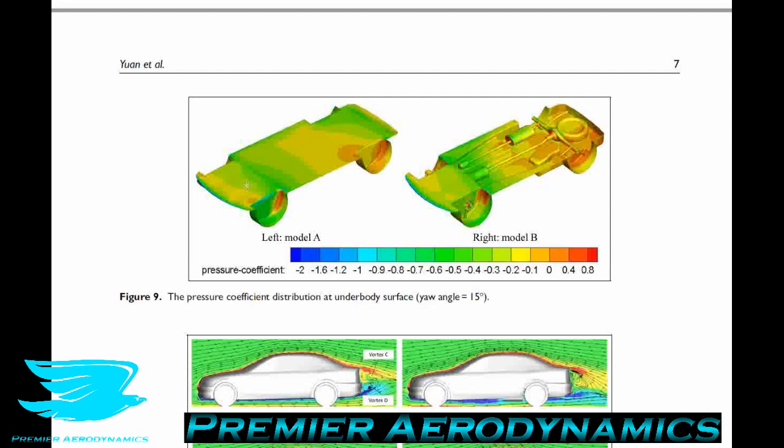So we can see that, again, we have lower pressure, generally speaking, over the entire underbody of Model A compared to Model B. But also in the left rear corner, just before the left rear wheelhouse, we get an increase in the pressure here. And on the leading edge, we get a reduction in pressure.